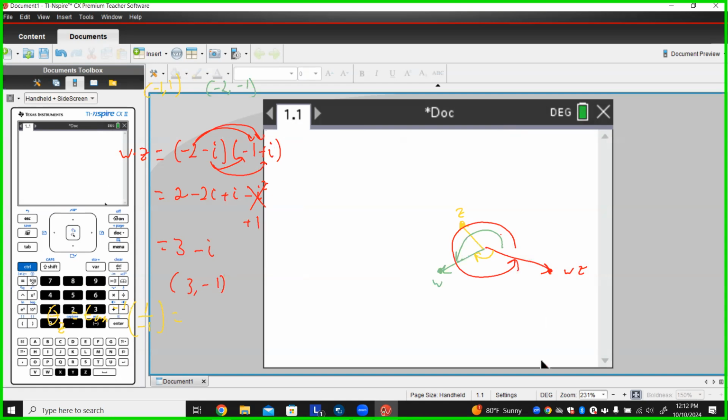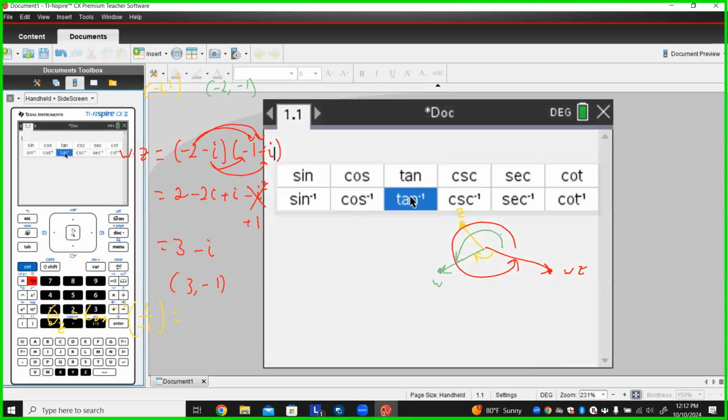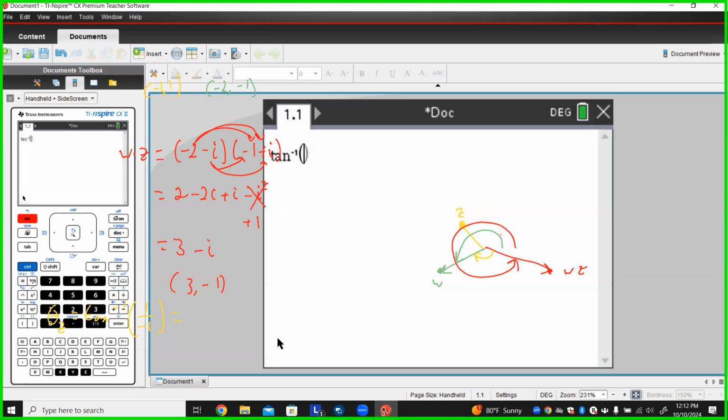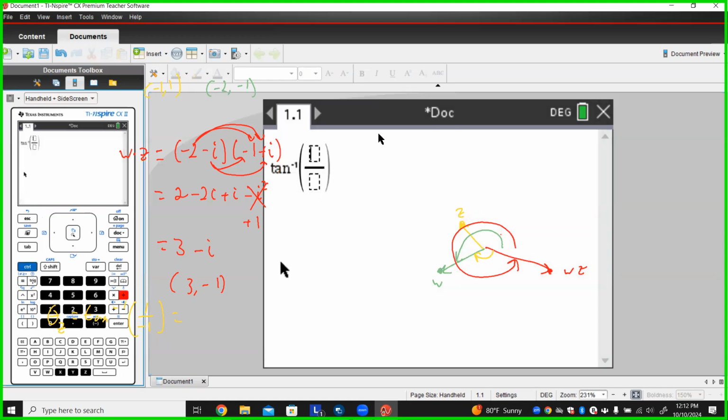Recall that the trig option is right next to the 7. And then we're just going to choose tan inverse. I like to do control divide to make it that fraction, which I believe ours was 1 over negative 1. And we get negative 45 degrees.